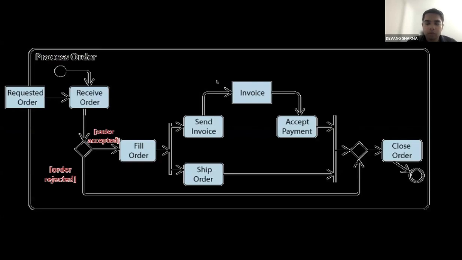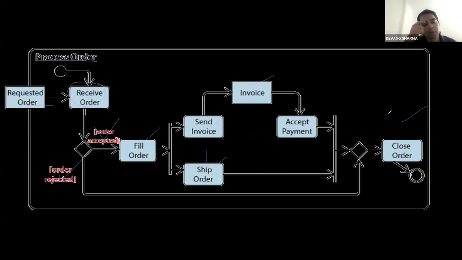So what is this activity diagram technically denoting? The activity diagram just denotes how the flow will actually work in a particular design. What are going to be the activities? This activity diagram is denoting the process order. So what happens? You get a requested order. First you receive the order. Now there are two cases. Either the order can be accepted or the order can be rejected. If it is accepted, you fill the order, then you create an invoice. So you can send the invoice, then you can ship the order, then you can accept the payment, and then finally you'll close the order. If it is rejected, then you will directly close the order.